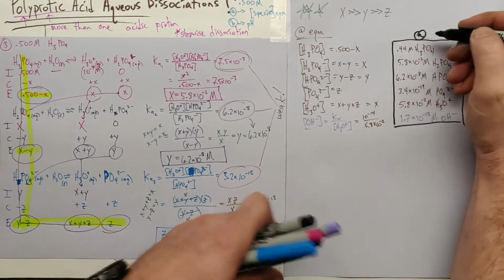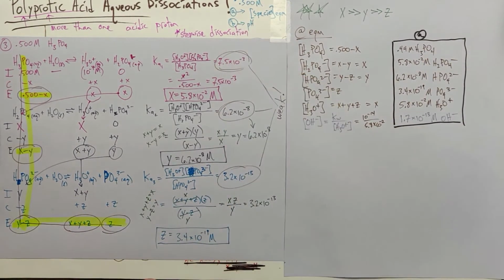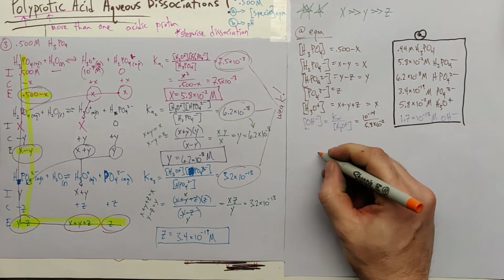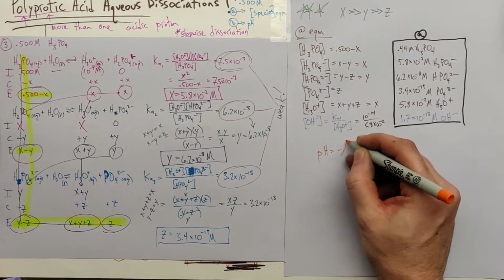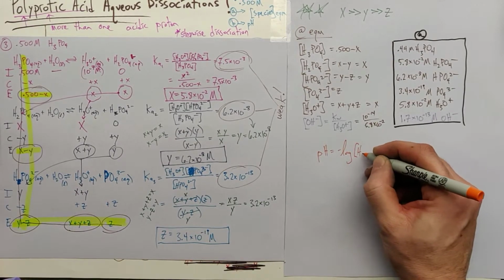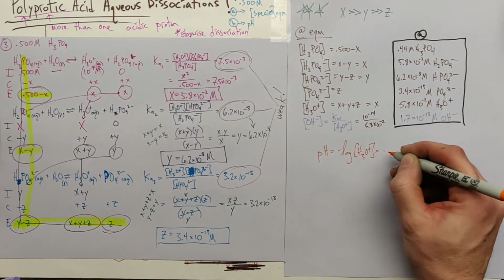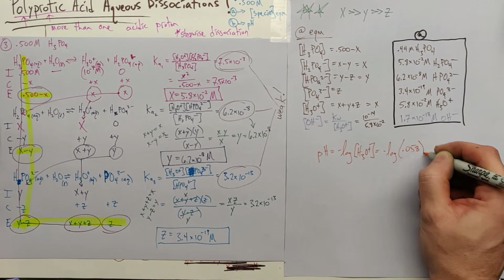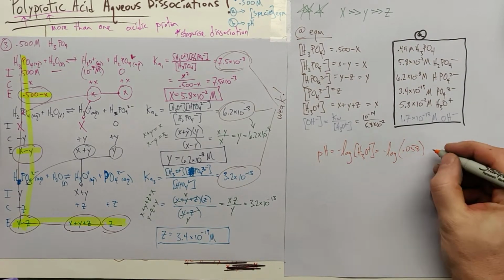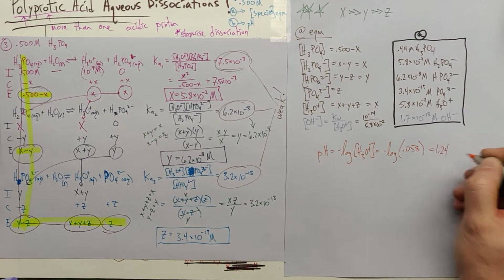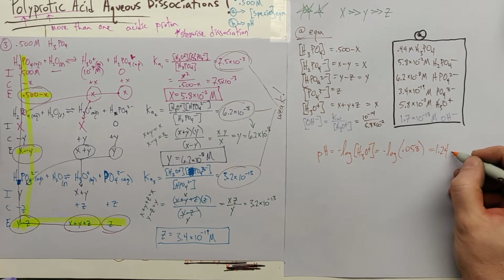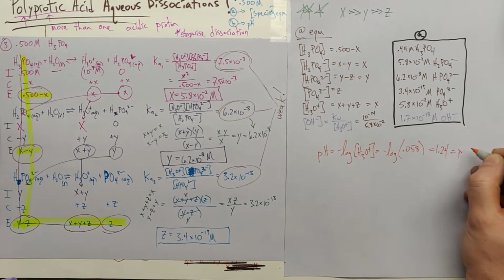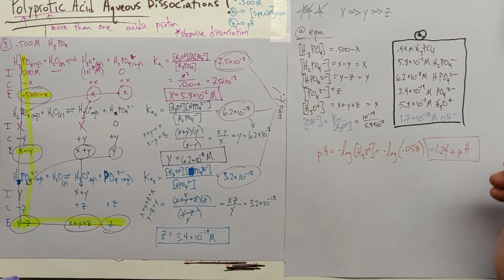For part B, from before I just asked for a pH, and we can calculate that pretty quickly. pH is supposed to be the negative log of our concentration H3O plus, and in this case that's the negative log of 0.058 approximately. And that pH is 1.24. And that is our answer to part B right there.